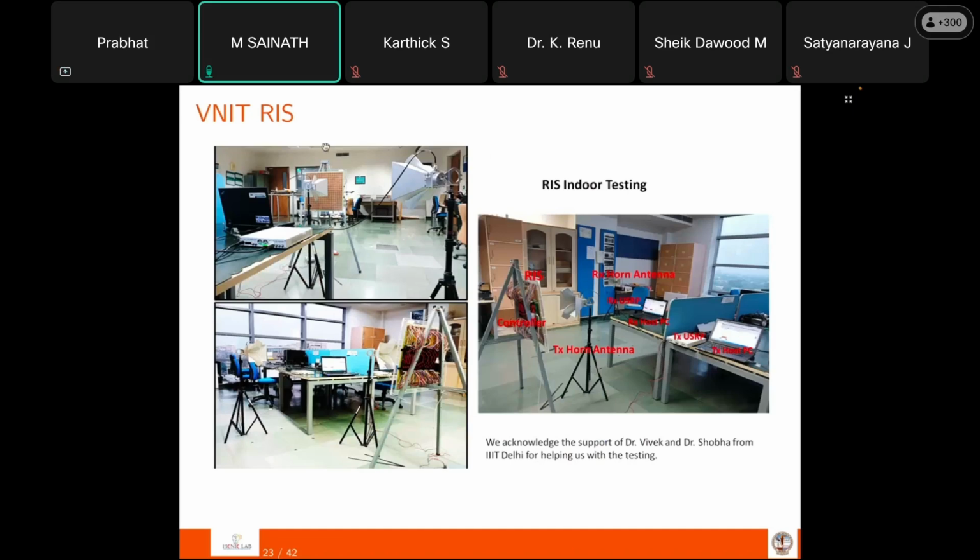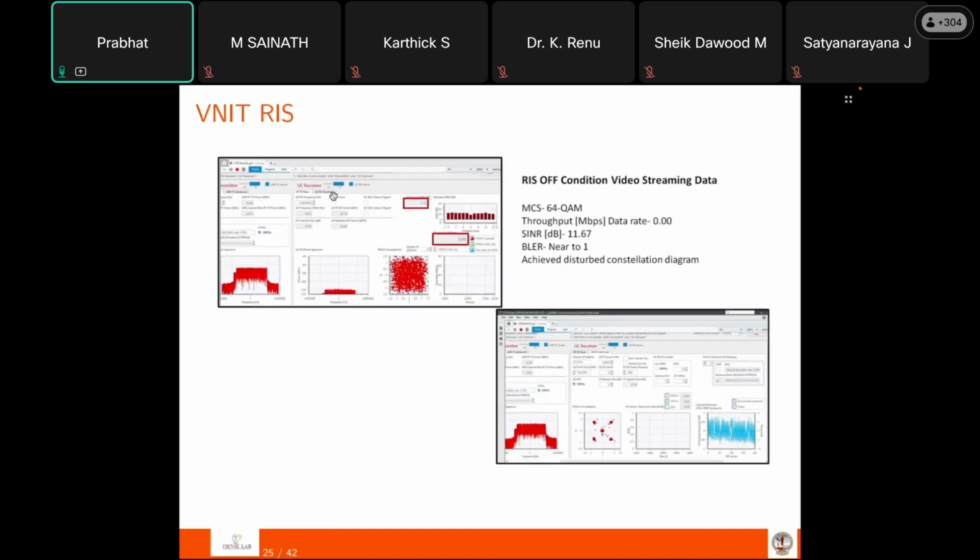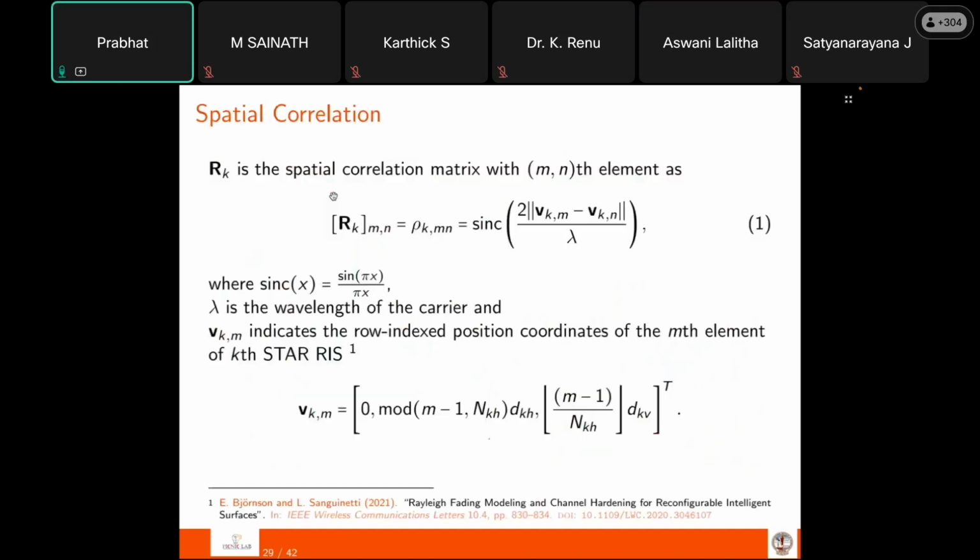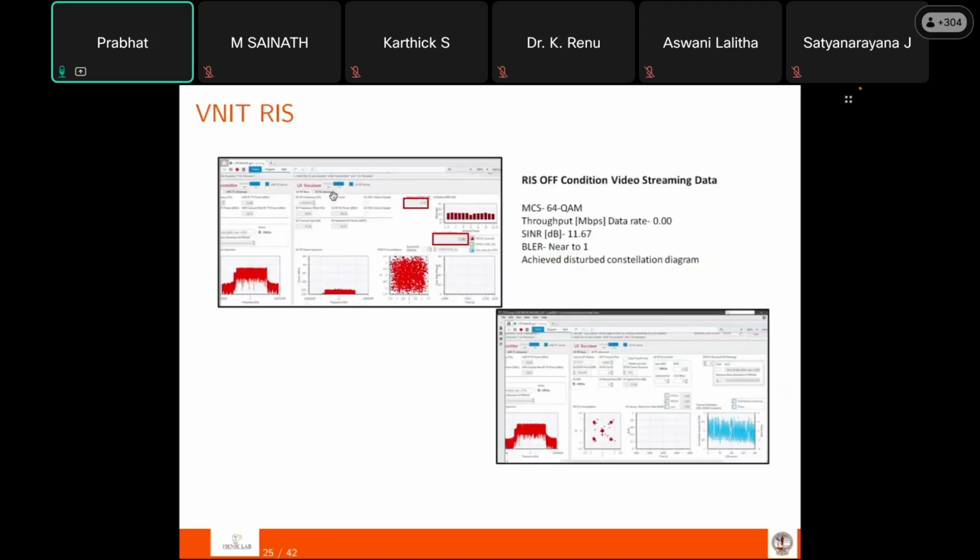Maybe because of the material losses, or the process which we followed. These are simple academic lab processes we followed during the fabrication of this RIS. But yes, there were significant gains we could demonstrate using this technology. I would like to show you that when RIS was turned off, the constellation was not proper, but when we turned on the RIS, the constellation was clear. All these things we could prove in our lab.